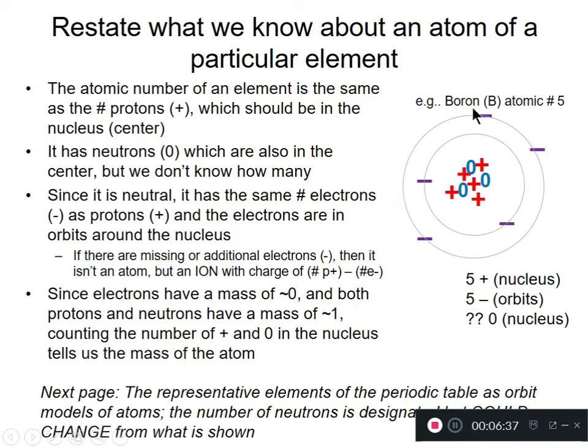I'm going to basically ignore the electrons because they're so small. It really wouldn't be 8, it would be 8.0002 or something like that. But I'm not going to worry about it. I'm going to say it's close enough to 8 to say it's 8. So we're going to now take this and go back to the periodic table and look at the orbit models of all of the elements on the table, the representative elements.